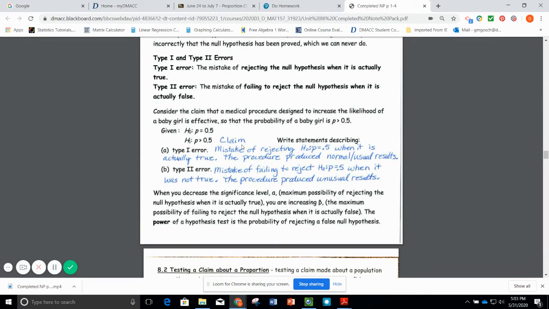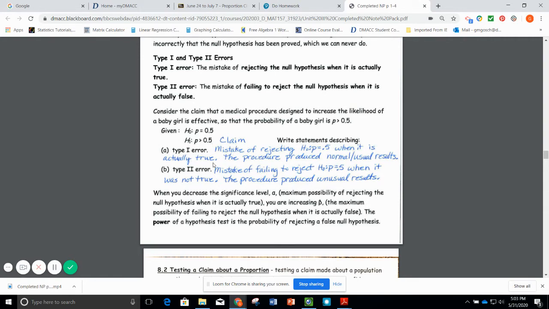Here we have an example. Given the claim that a medical procedure designed to increase the likelihood of a baby girl is effective, so that the probability of a baby girl is greater than 50%, 0.5. Okay, our H0 and our HA, H1 is another notation for HA, or alternative. H0, again, has that equality sign: the probability of having a girl is 0.5, so the population proportion is equal to 0.5. The alternative is that the population proportion is greater than 0.5. That's where our claim happens to be.